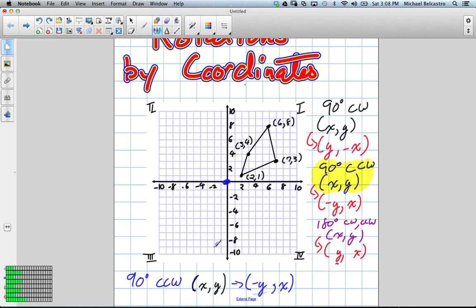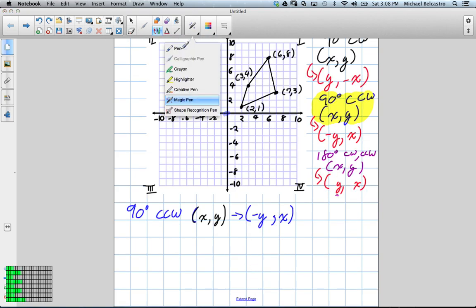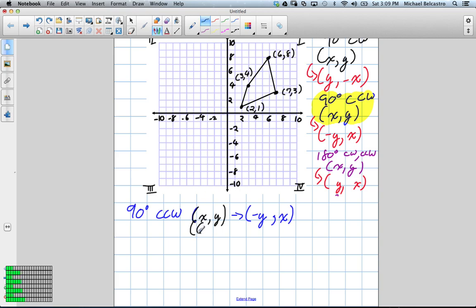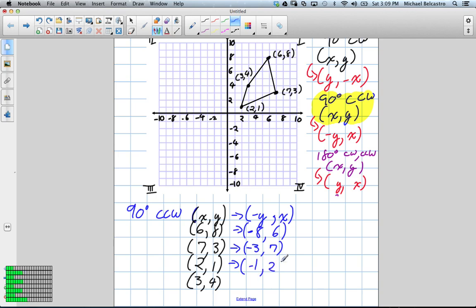So let's extend this page a little and write down our coordinates and plot it. So our coordinates were 6 and 8, 7, 3, 2, 1, and 3, 4, right? Well, a 90 degrees counterclockwise rotation will invert our points, so we have 8 and 6, but what's going to happen? The y becomes negative, so 8 becomes the opposite, right? Here we're going to get 3 and 7. But the 3 becomes negative. Great. And the negative 1, 2. Great. Negative 4, 3. Good. So you understand that idea. So we'll plot this quickly, and then we'll go to a harder question.